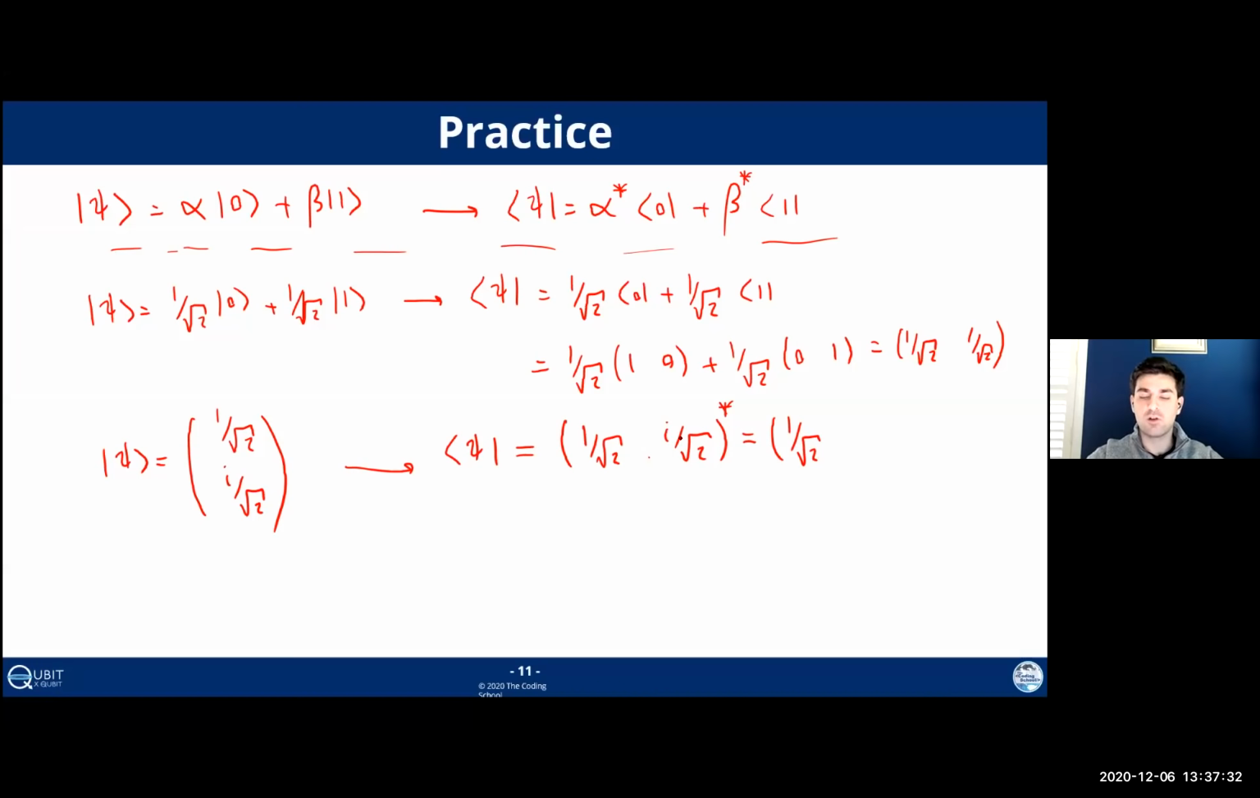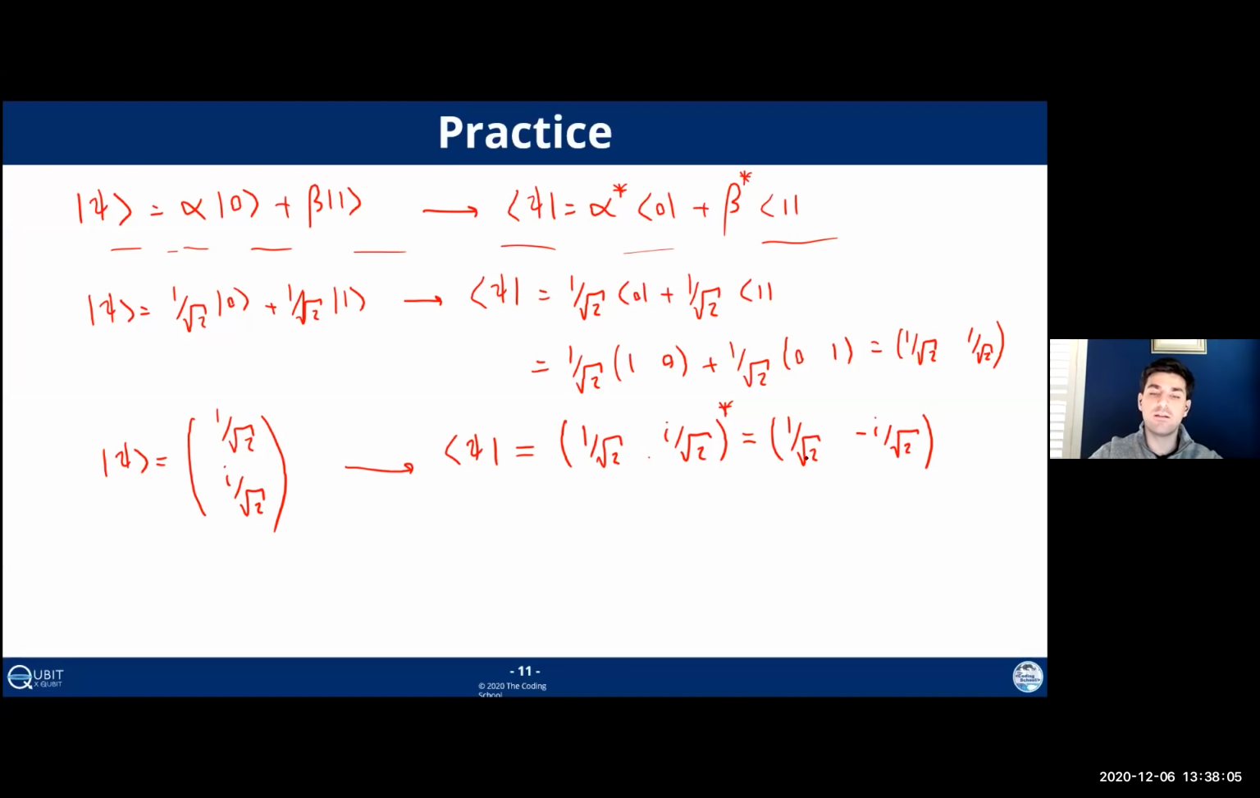However, the complex conjugate of i divided by square root of 2 is negative i divided by square root of 2. And again, if you remember, when we take the complex conjugate of the imaginary part, we just put a negative in front. So in this case, i is an imaginary number, so i divided by square root of 2 is an imaginary number, so the complex conjugate of it will just be negative i divided by square root of 2. Okay, so this is how we would represent the bra of psi as a row vector.